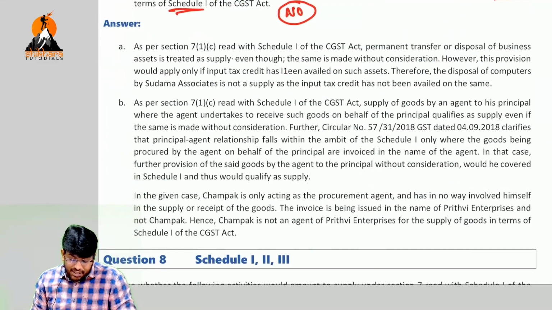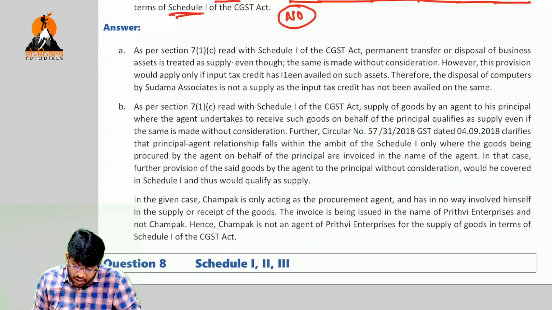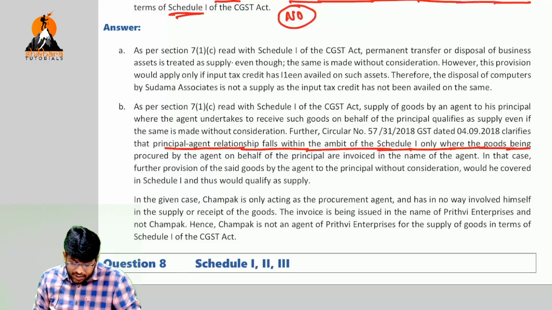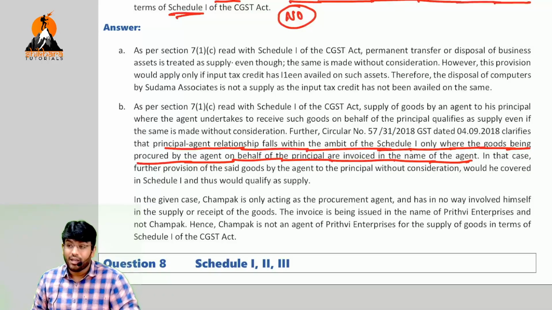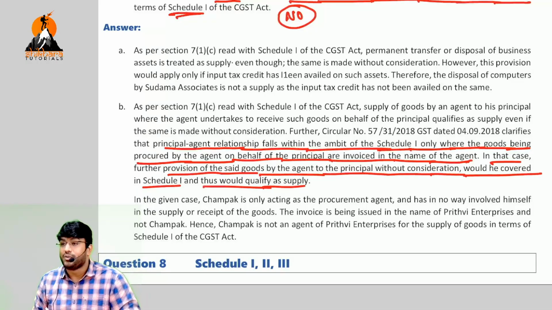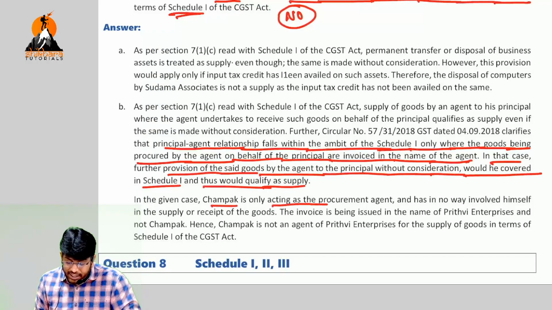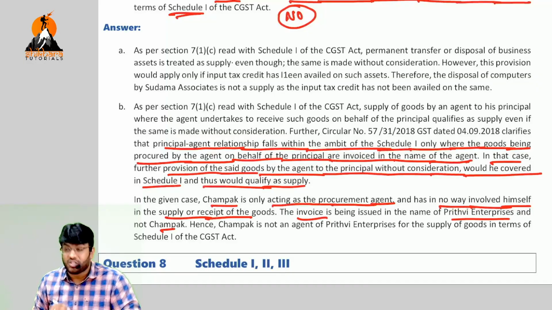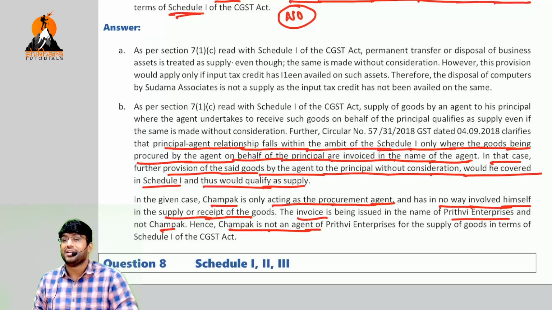Now see the language here. See the answer. Principal-agent relationship falls within the ambit of Schedule 1 only where the goods being procured by agent on behalf of principal are invoiced in the name of agent. In that case, further provision of the goods by agent to principal without consideration would be covered in Schedule 1 and thus will qualify as supply. Champak is only acting as what agent? And is in no way involved himself in supply or receipt of goods. Invoice issued in the name of Prithvi Enterprise only and not Champak. Hence, Champak is not an agent.